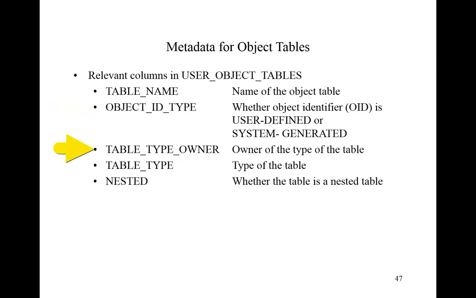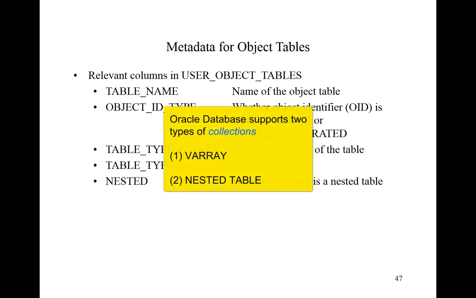Table type owner is the owner of the type of the table. This is the schema in which the user-defined type resides. Table type is the type of the table. Another interesting enhancement to Oracle database that relates to object functionality is something called a collection. A collection can take a couple forms. It could be a variable element array, or it could be a nested table. This column called nested indicates whether the table is a nested table. Again, we'll address details of this concept in a future video.